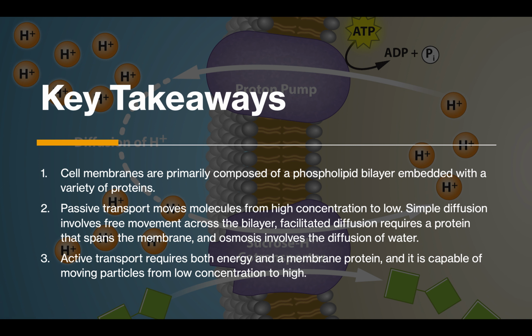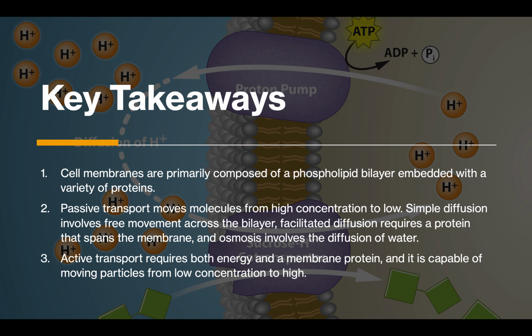Okay, so we've made it to our key takeaways. So there's 3 of those here. The first being that the cell membranes are primarily composed of a phospholipid bilayer, embedded with a variety of different proteins. So second is passive transport moves molecules from high concentration to low. Simple diffusion, which is a type of passive transport, involves free movement across the bilayer. Facilitated diffusion requires a protein because that protein is facilitating the movement that spans the membrane. And osmosis involves just the diffusion of water. So those are the three main types of passive transport we talked about.